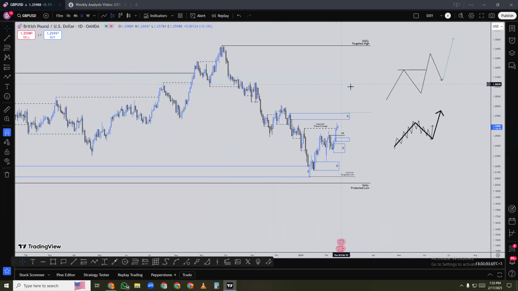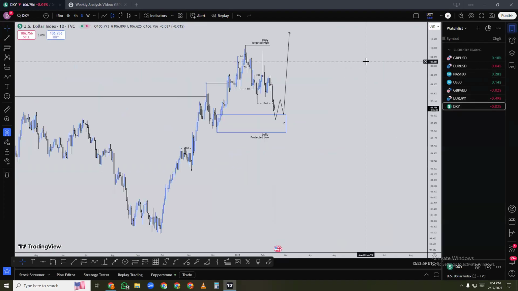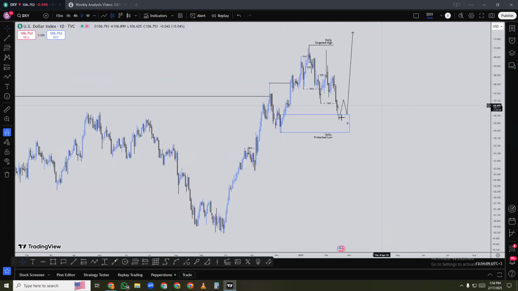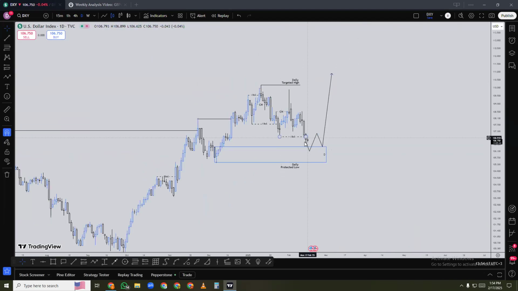Let me just analyze the DXY for you. So yesterday I did mention that we should be expecting that move to the downside, that bearish continuation move to the downside, okay? And the reason for that is because we have that daily demand zone, and that is acting as the magnet for prices.